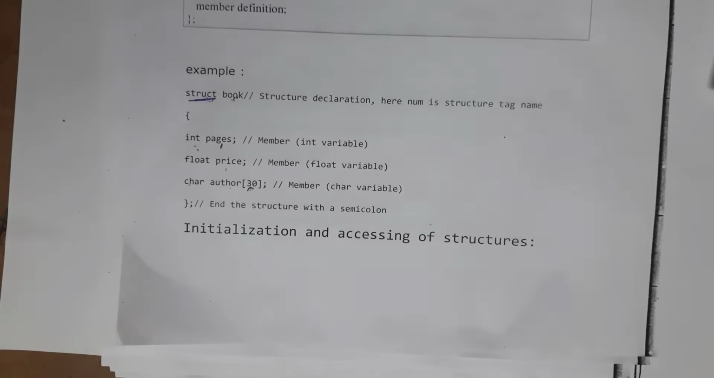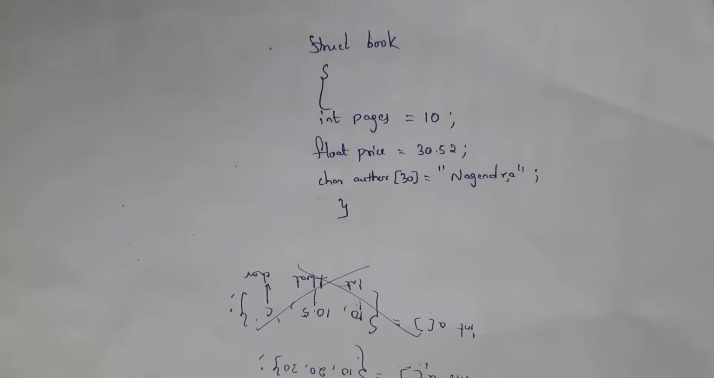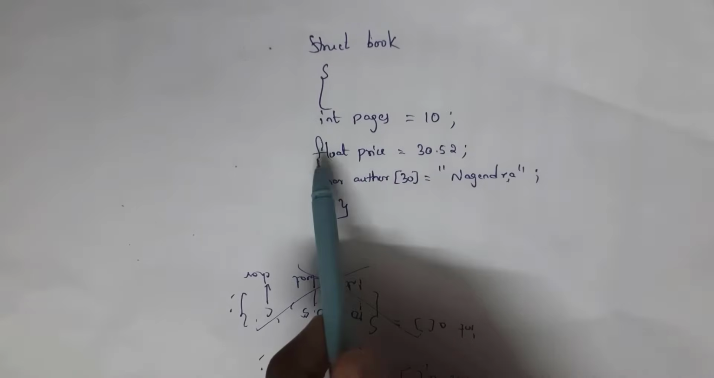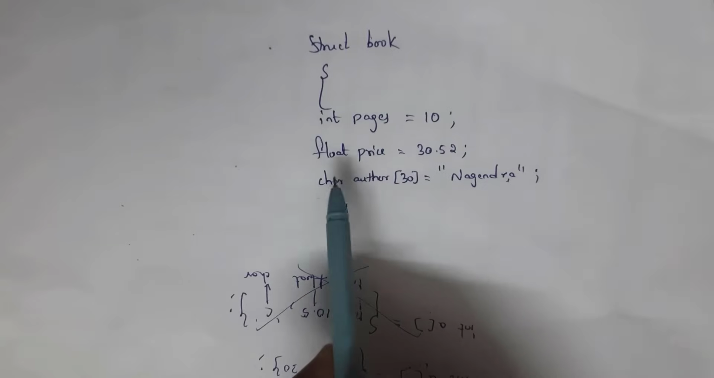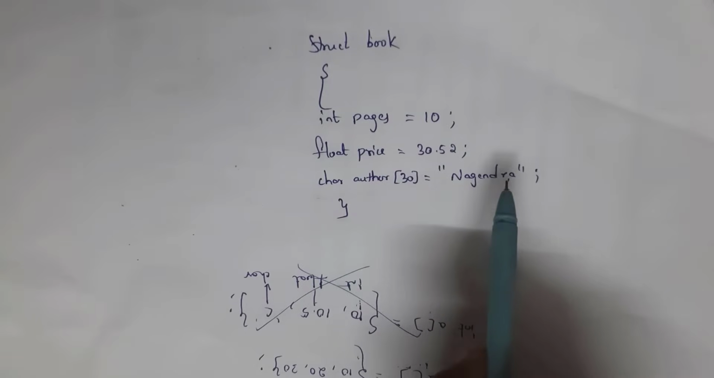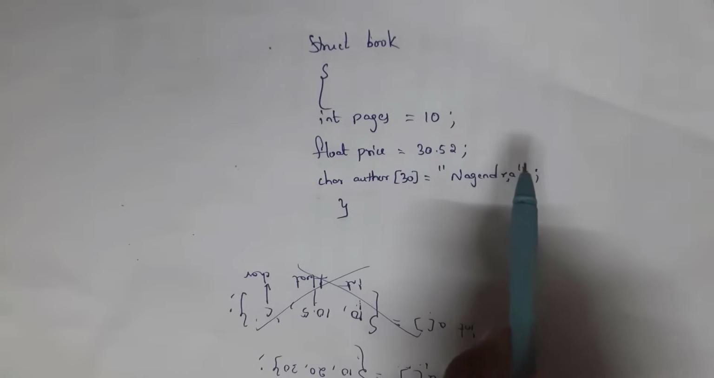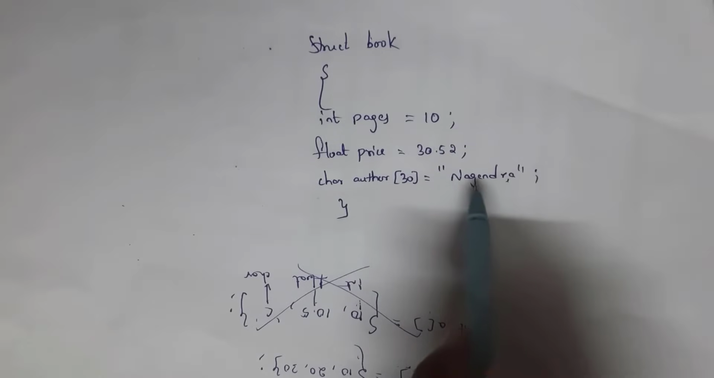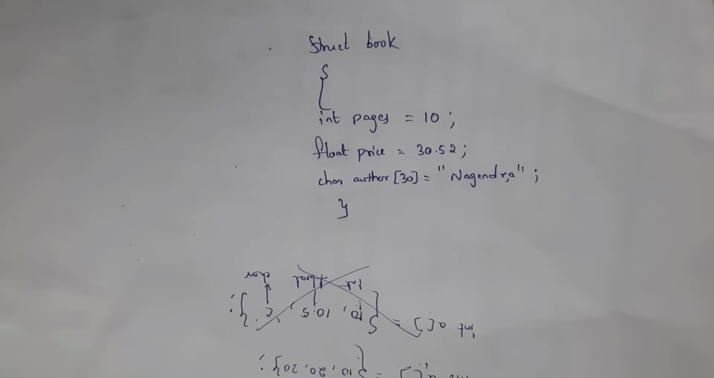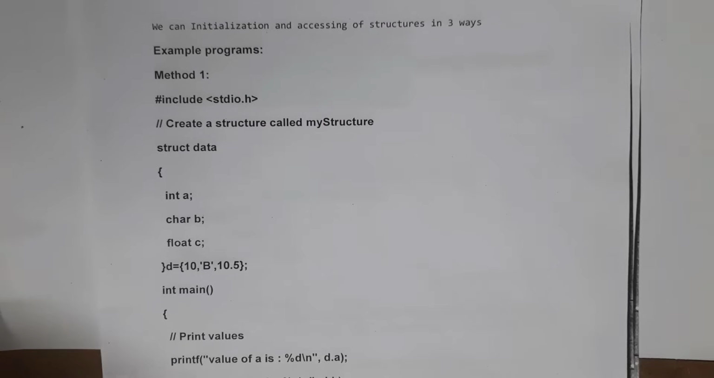Next, initialization and accessing of structures. That means how we will initialize values in structures. Normally we will initialize values like this: int pages equal to 10, float price equal to 30.52 and char author equal to Nagendra. But in structures we should not initialize values like this. Whenever you initialize values like this, it will display an error. So there are some rules which we need to follow before initializing values. We can initialize and access structures in three ways.